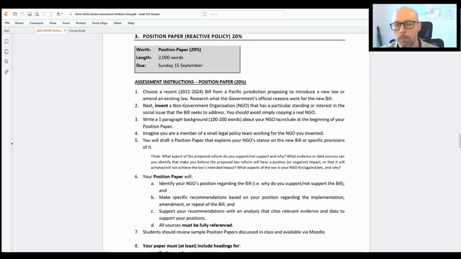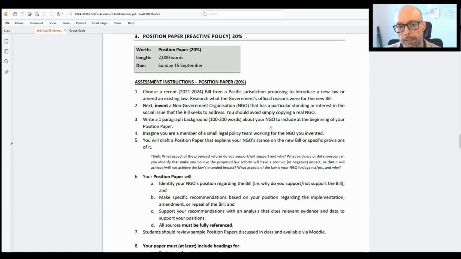Your position paper, I'm calling it a reactive policy paper. So this is interesting. In this assignment, you're going to choose a recent bill, and that's a bill, not an act. You're going to choose a bill that proposes to introduce a new law or amend an existing law. Ideally, it's a bill that has not yet been implemented. If it has already been enacted, you're going to have to write as if it hasn't yet.